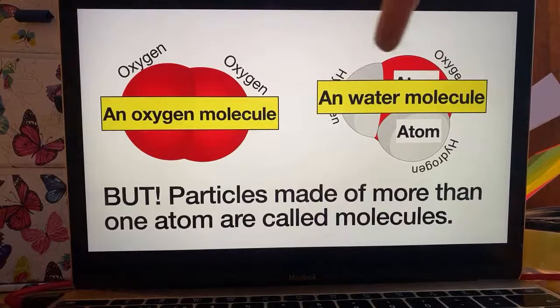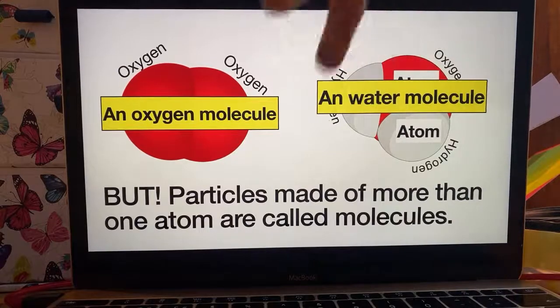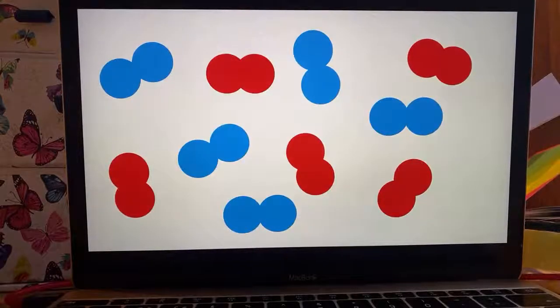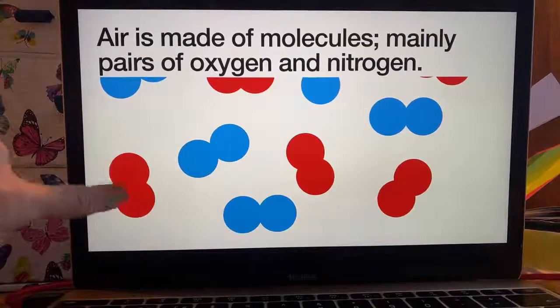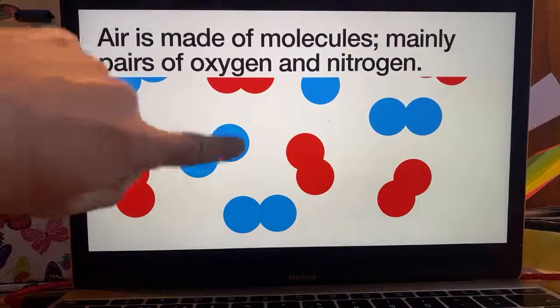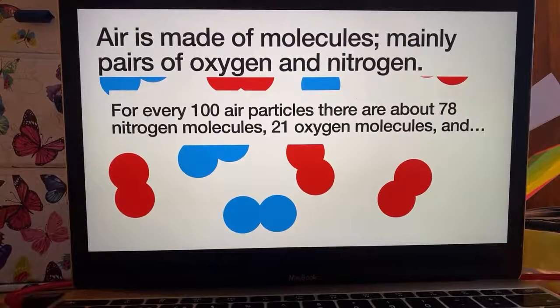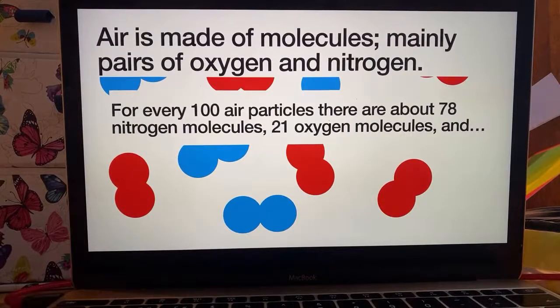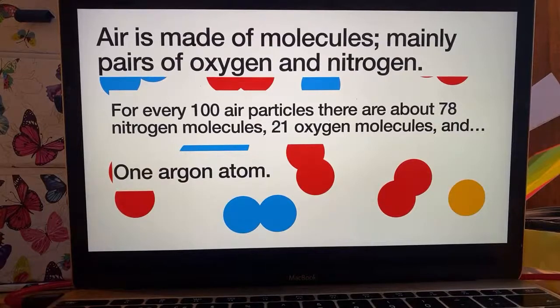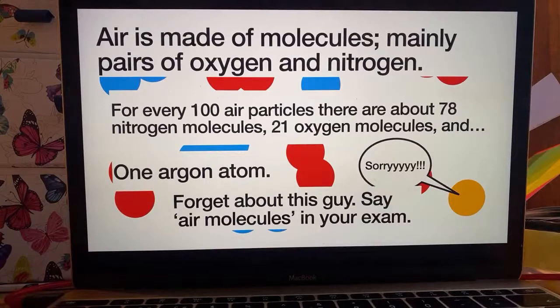And this would be a water molecule. Actually, H2O, 2 hydrogens, 1 oxygen makes a water molecule. Right. So air, did you know this, is made of molecules, mainly pairs of oxygen atoms and nitrogen atoms. So you'd call that an oxygen molecule and a nitrogen molecule. Roughly, on average, obviously, for every 100 air particles, there are about 78 nitrogen molecules, 21 oxygen molecules, and you know what the 100th particle would be? 1 argon atom. Ugh. Well, forget about that guy, okay? If you need to talk about air in your exam, say air molecule, right?